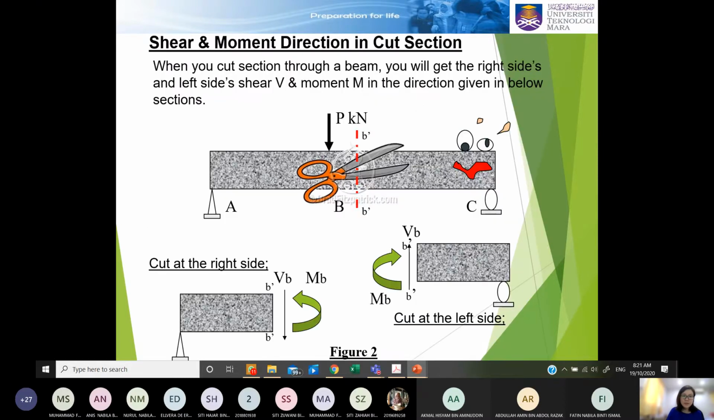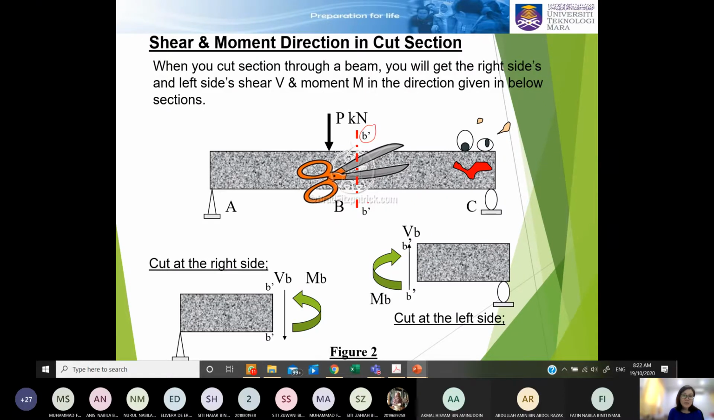Then maybe I will stop here and explain a bit on the method of cut section. We have explained the cut section method in truss structures. Similarly, we are going to practice this in our beam. So what is this cut section method? When you have a beam structure, we are going to cut it into two. The cut section will depend on where you decide.